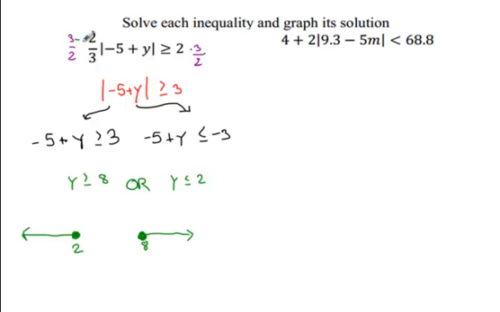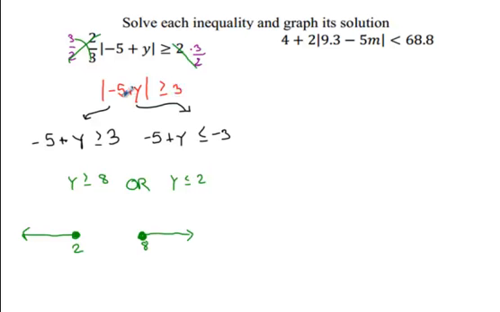It'll cancel out on this side. And on this side, 2 times 3 divided by 2 is 3. Basically, I just think the 2's divide, become 1. 1 times 3 is 3. So now I've isolated the absolute value. The absolute value of negative 5 plus y is greater than or equal to 3.